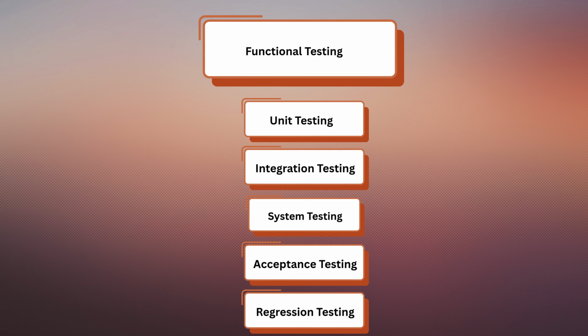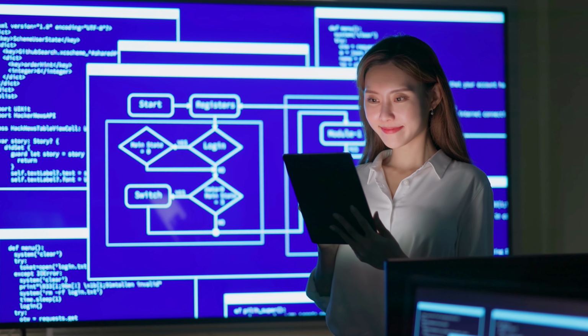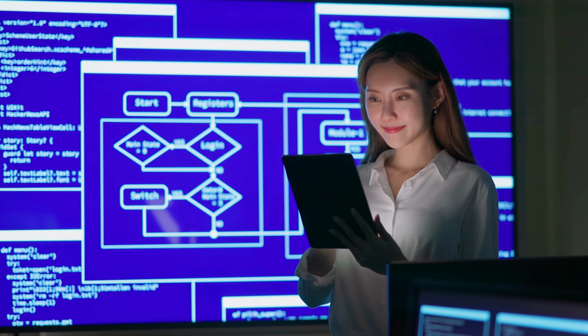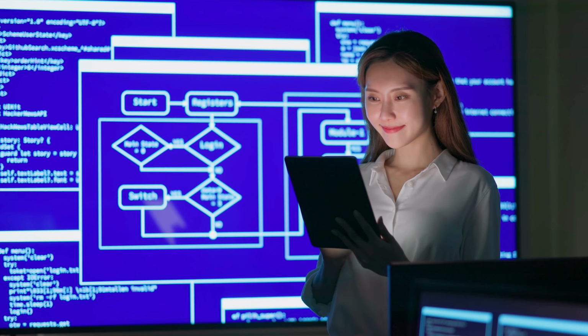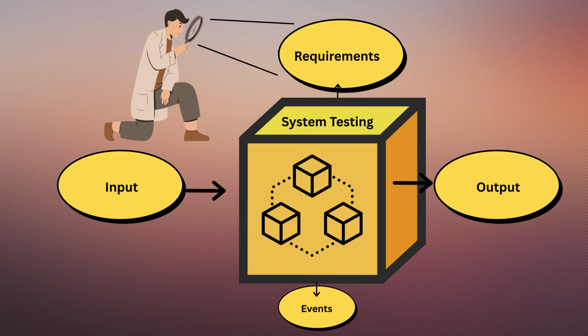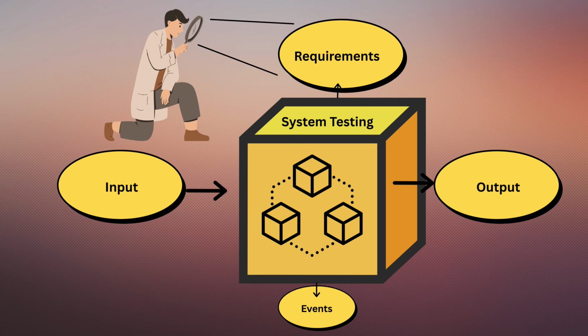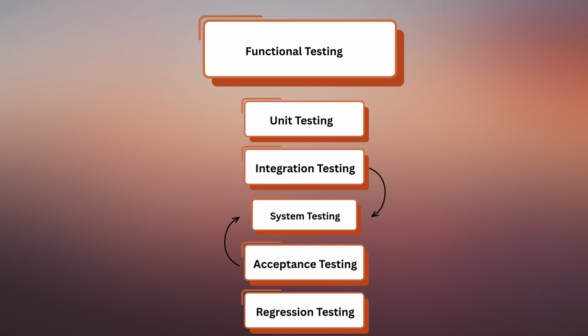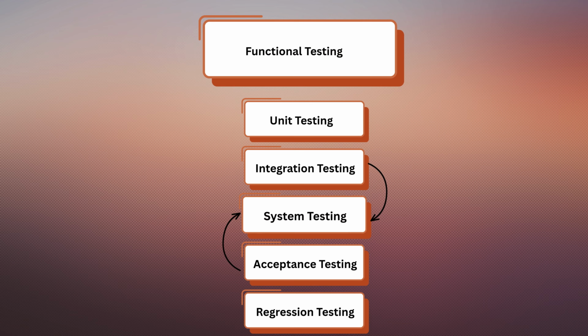System testing. It is a type of software testing where the entire system or the application is tested as a whole. The goal is to verify that the software meets the specified requirements and works correctly in all the scenarios from end to end. It is a black box testing technique performed after integration testing and before user acceptance testing.